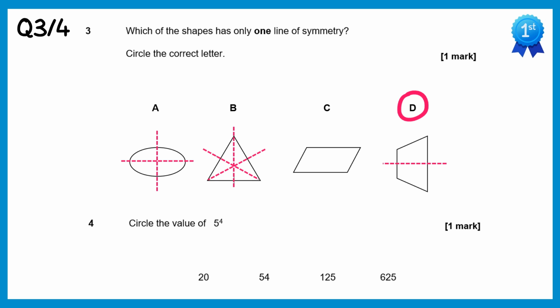For question 4 we need to find the value of 5 to the power 4. You could do 5 times 5 times 5 times 5, so 4 times, or you could use the power button on your calculator. You should get the answer 625.